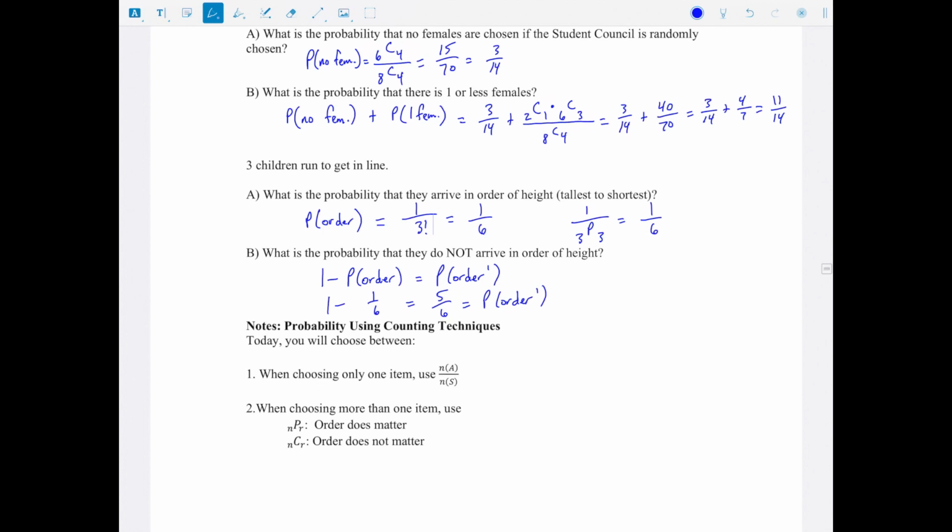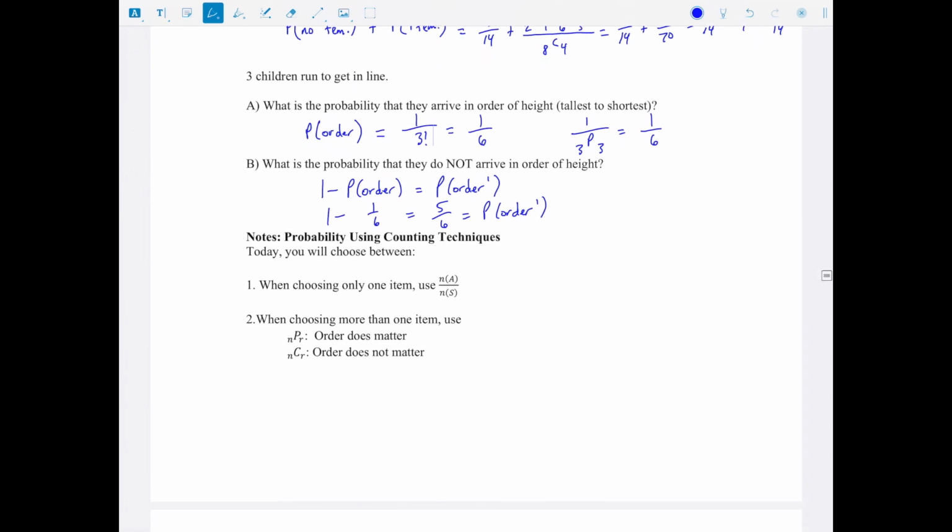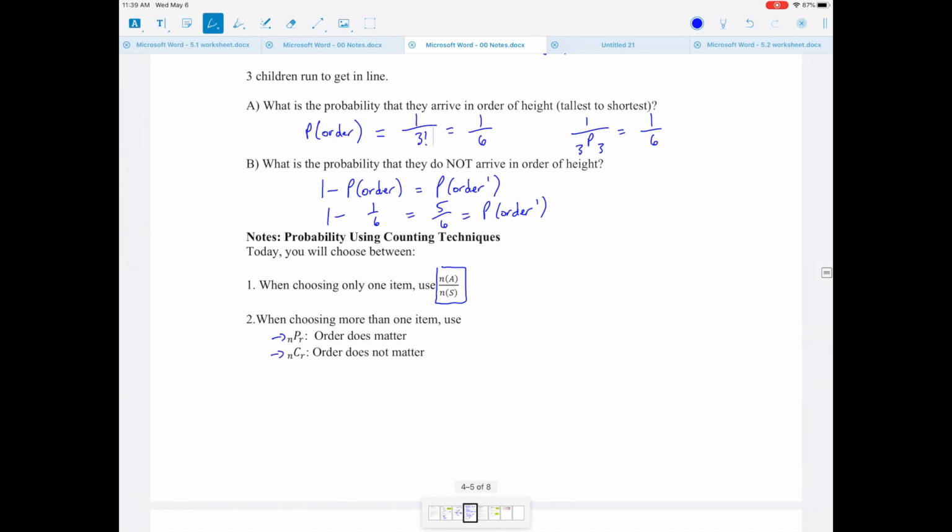So in the work today, you will choose between using simply n of A over n of S, so the number of ways of A happening over the number of ways of S happening. And with some of those, you're going to have to think about, well, do you want to use nPr permutations or nCr combinations? And the difference is in nPr order does matter, and in nCr order does not matter.